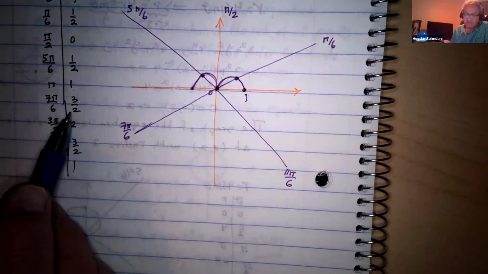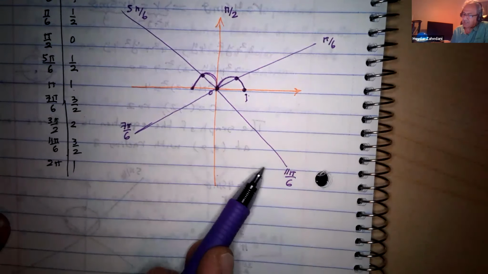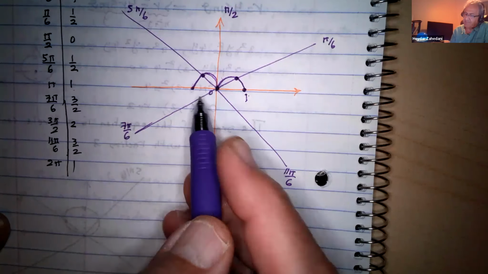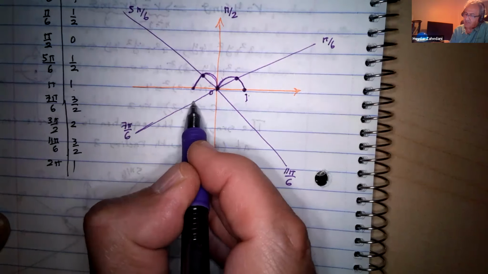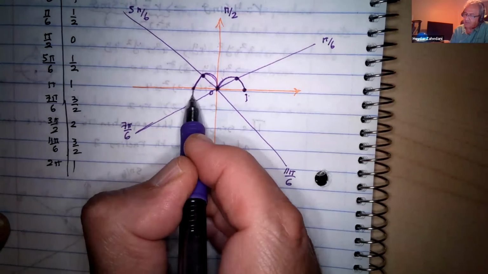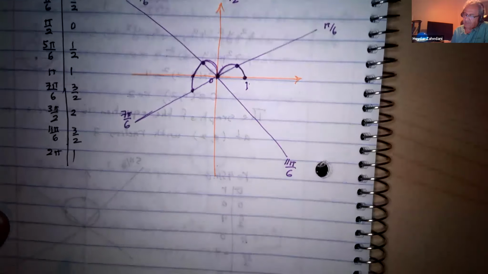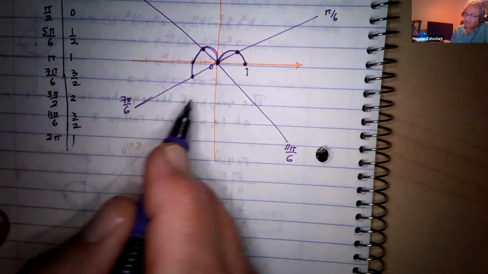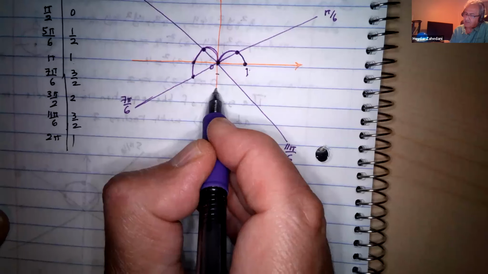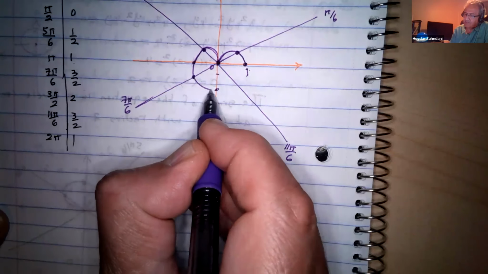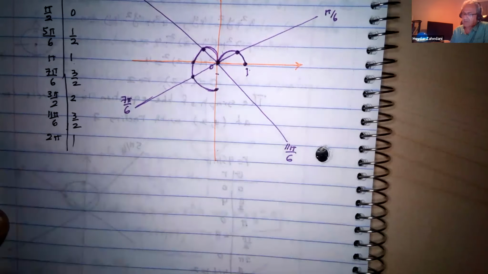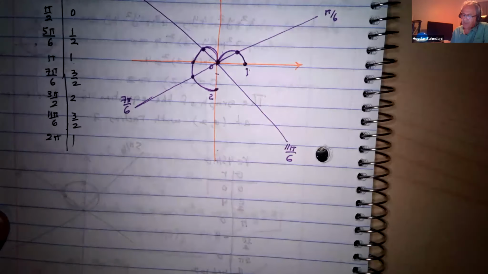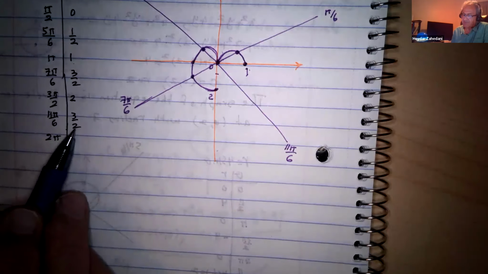Then at 7 pi over 6, we get 3/2, 1.5. So you come here. That's 7 pi over 6. You go to 3 pi over 2 and it's equal to 2. So you end up with a 2 here. And then you continue, 11 pi over 6, 3/2.